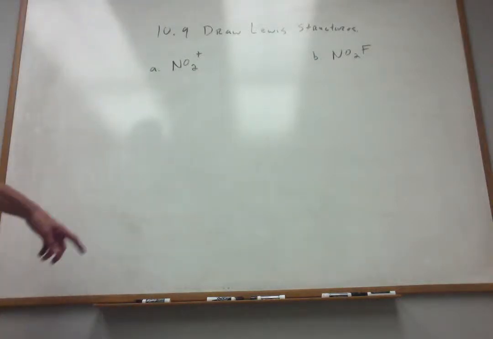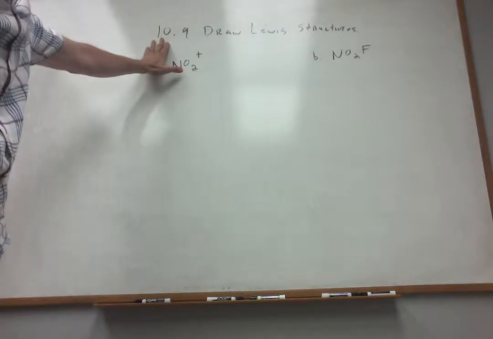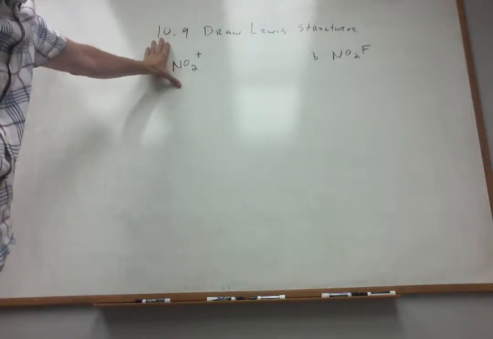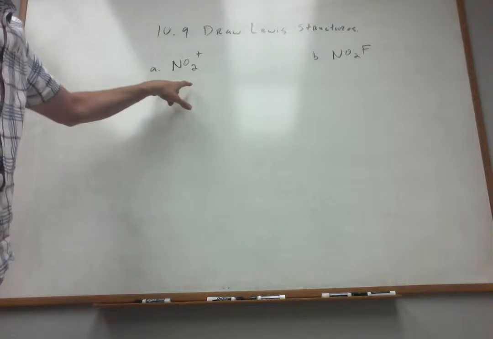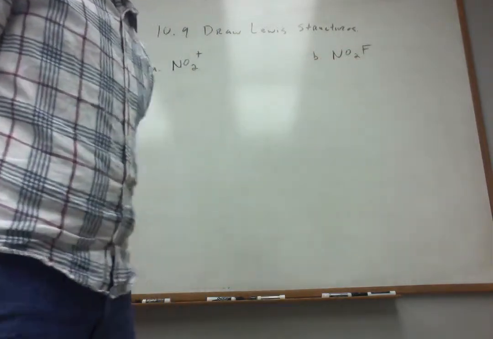Okay, we're going to work 10.9. It's asking us to draw Lewis structures with all important resonance structures. Maybe we'll get into formal charge for two compounds, NO2 plus 1 ion and NO2 with the fluorine bonded ring.